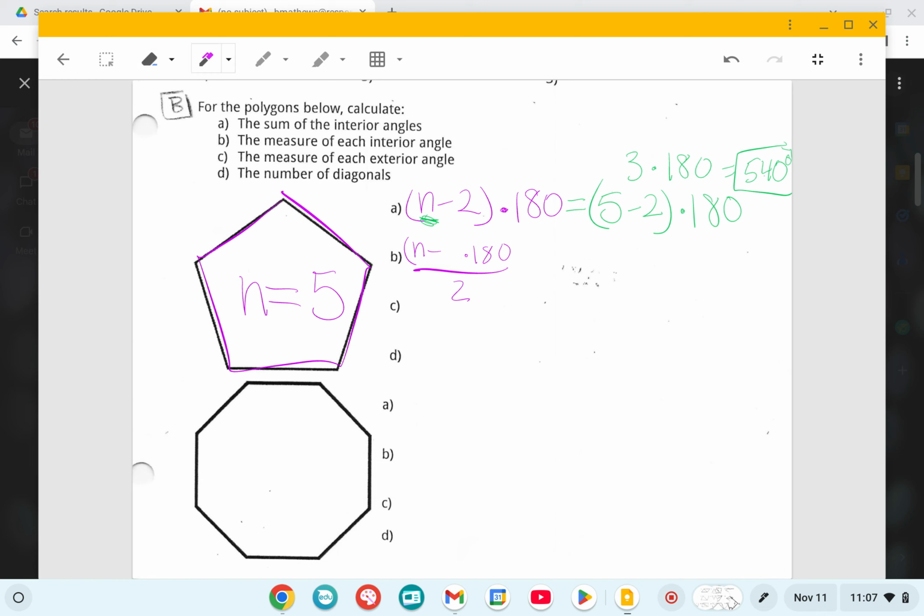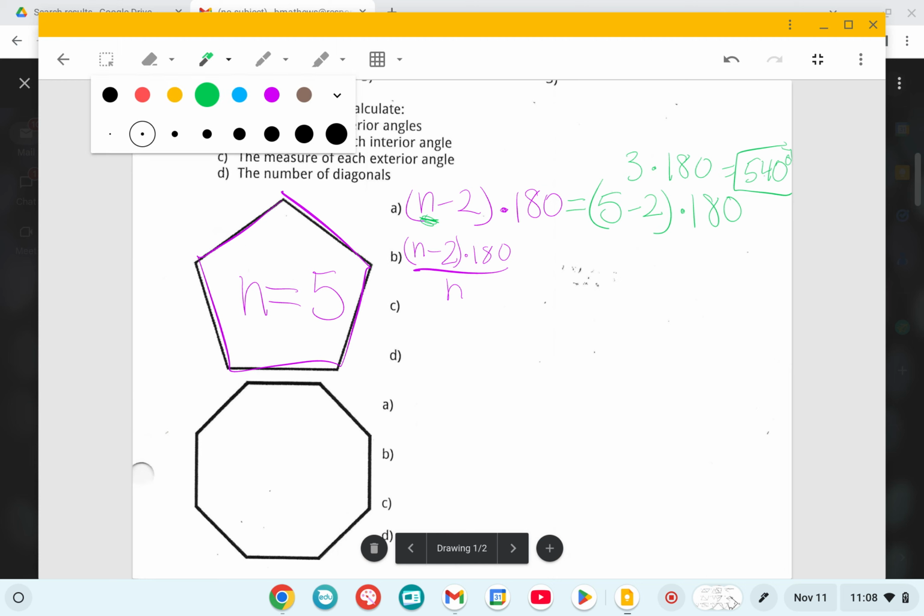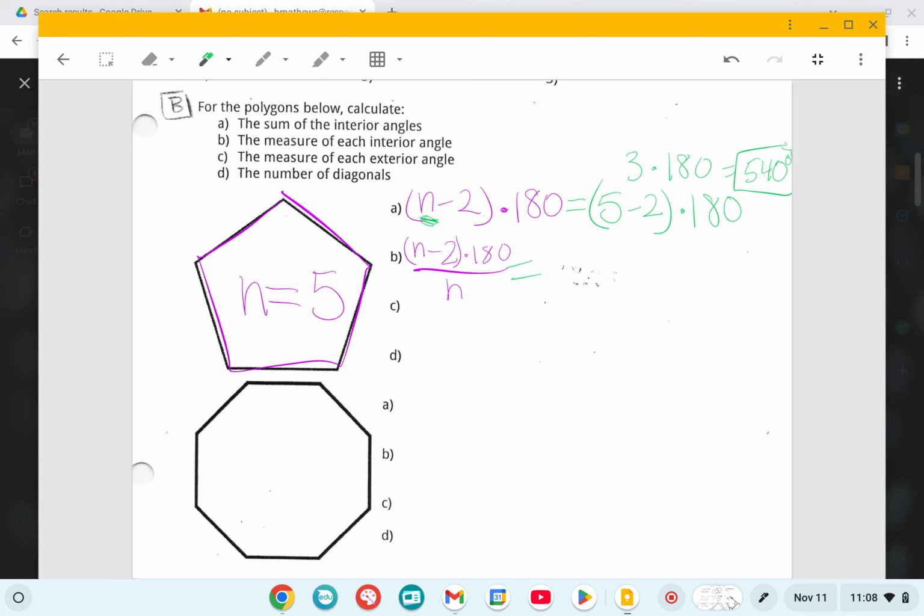Fix that. (n minus 2) times 180 divided by n. I wrote that wrong. Sorry about that. This is the formula there. So that means that I know that the answer I got in part A is actually going to be the answer to the top part of this fraction. So in a sense, I'm taking this 540 and I'm bringing it down and using it in part B.